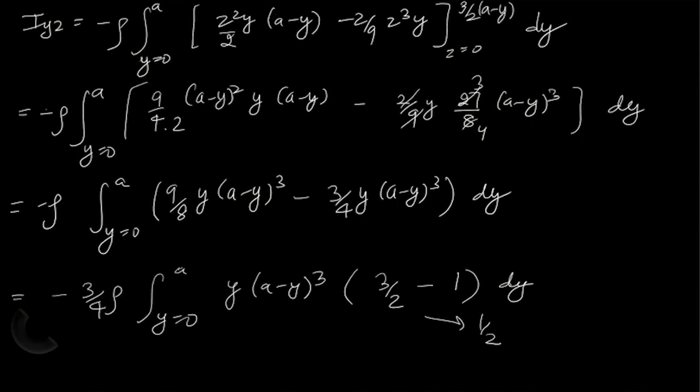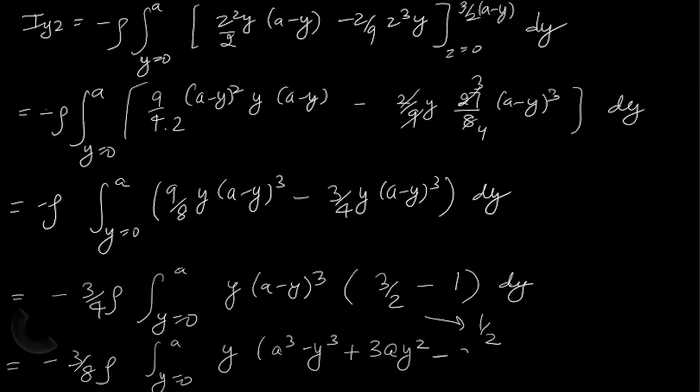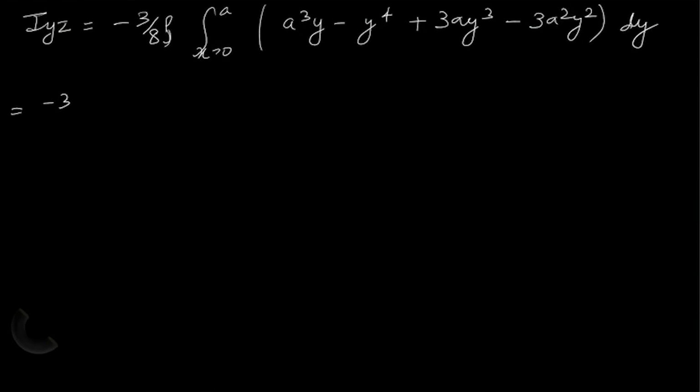So we can write this 3 by 2 minus 1 as half. So this will become minus 3 over 8 if we take half outside with 3 by 4. So this y (a minus y) whole cube, we can open this. So we get a cube minus y cube plus 3ay square minus 3a square y dy. So we got this after multiplying with y.